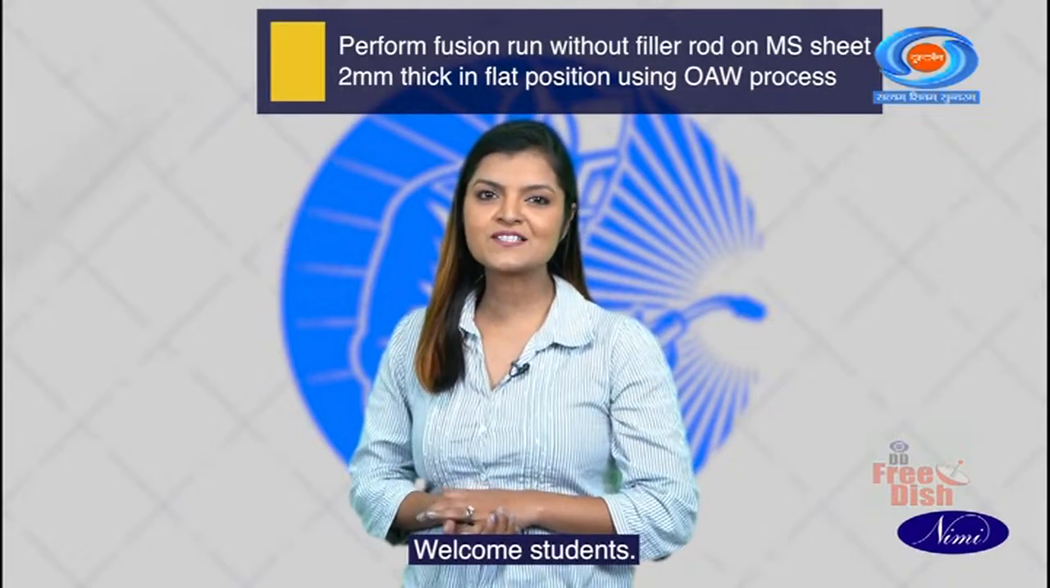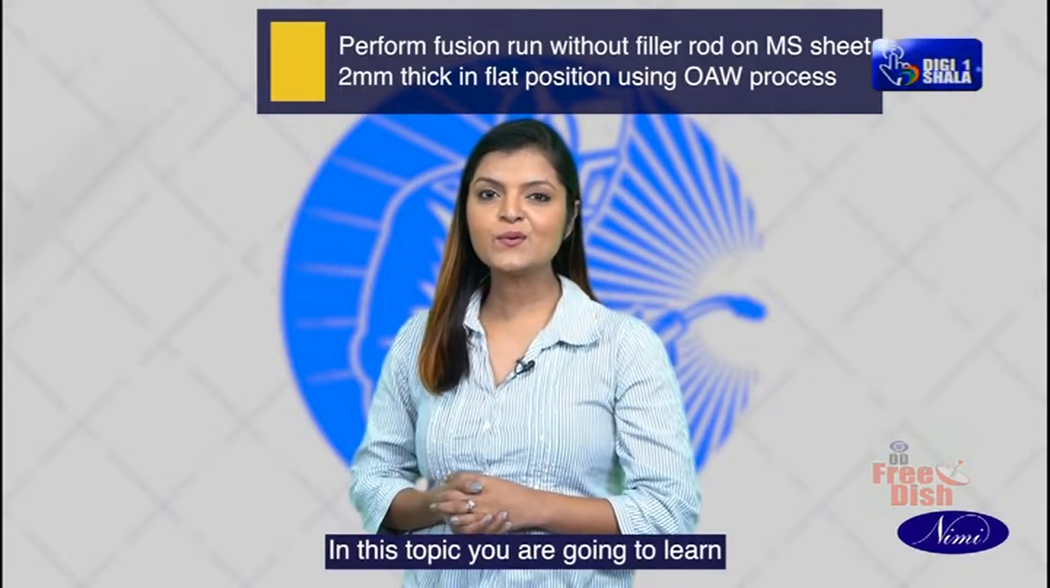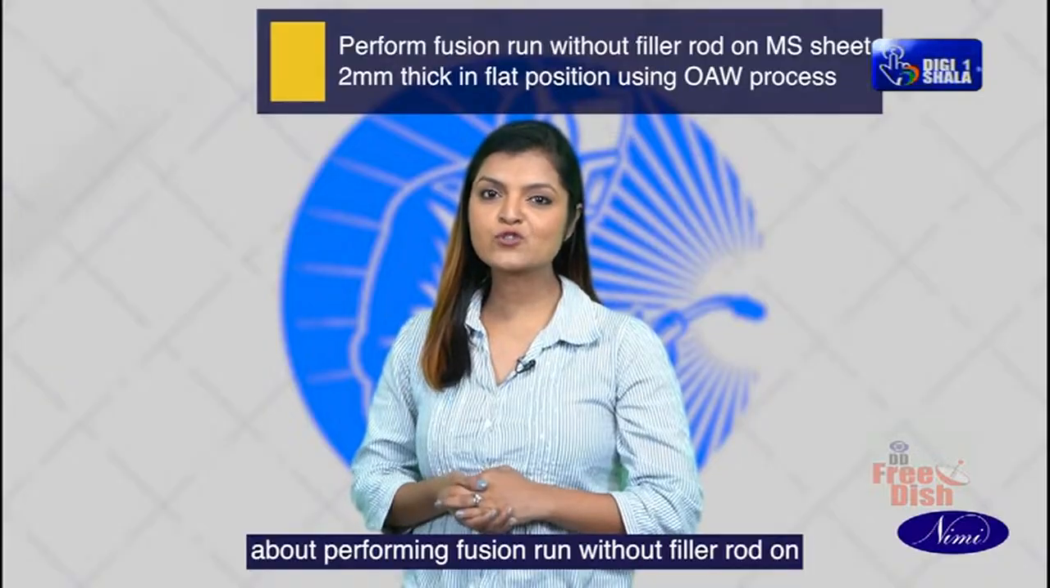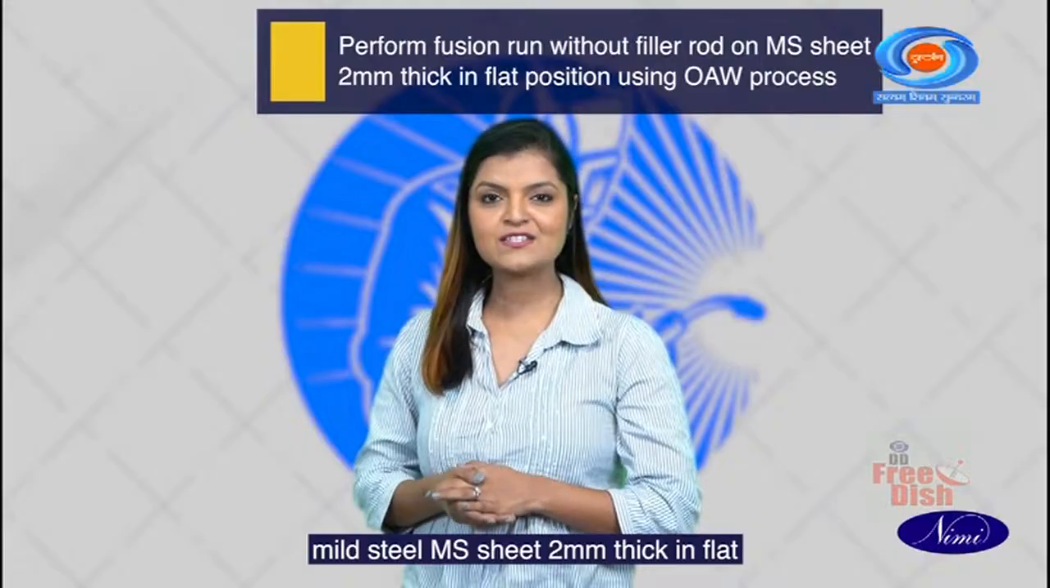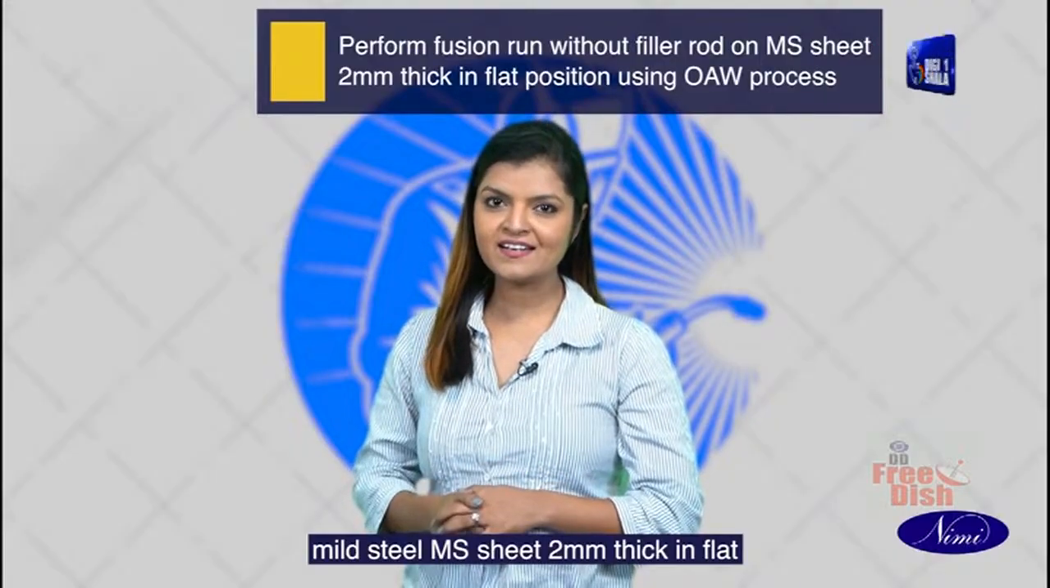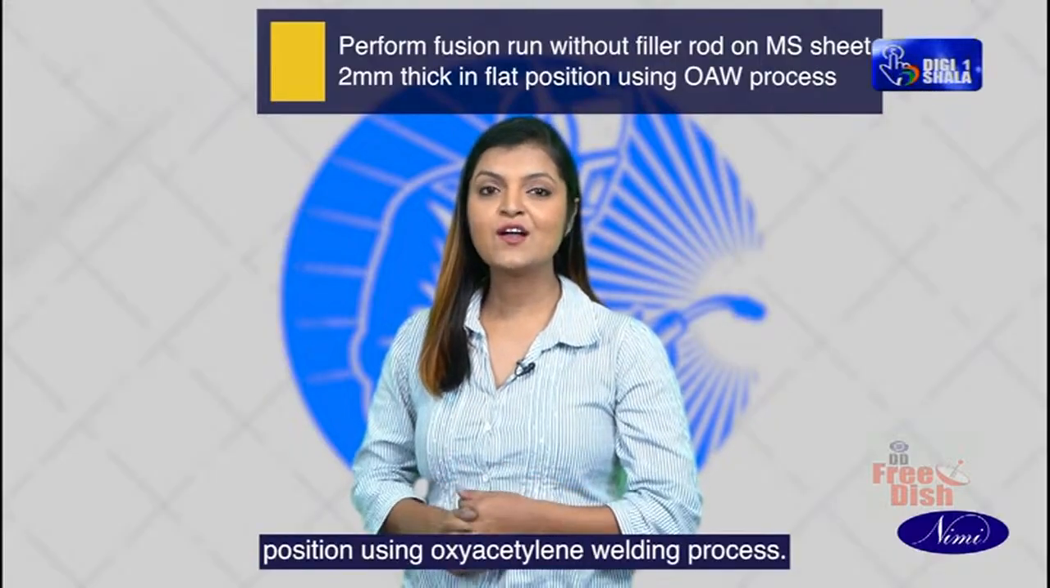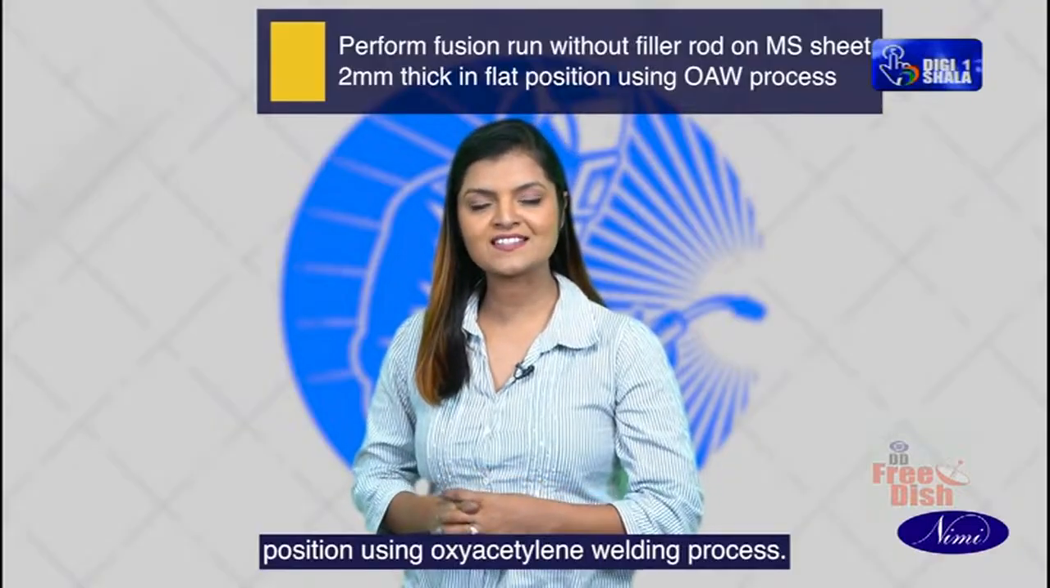Hello, welcome students. In this topic, you are going to learn about performing fusion run without filler rod on mild steel MS sheet, 2 mm thick in flat position using oxyacetylene welding process.